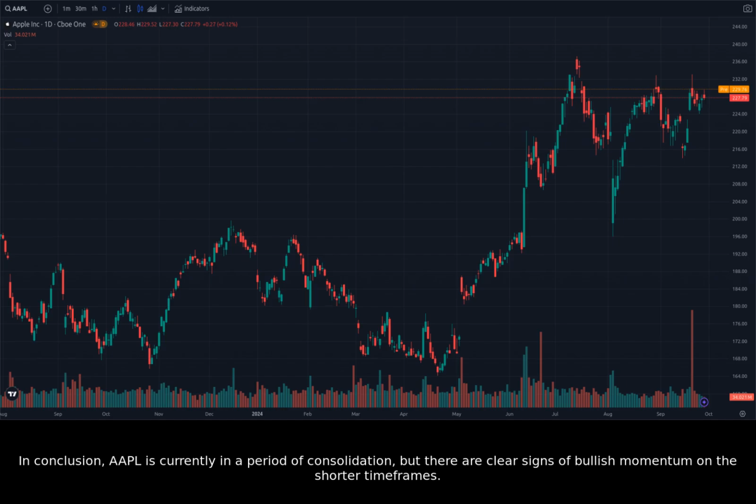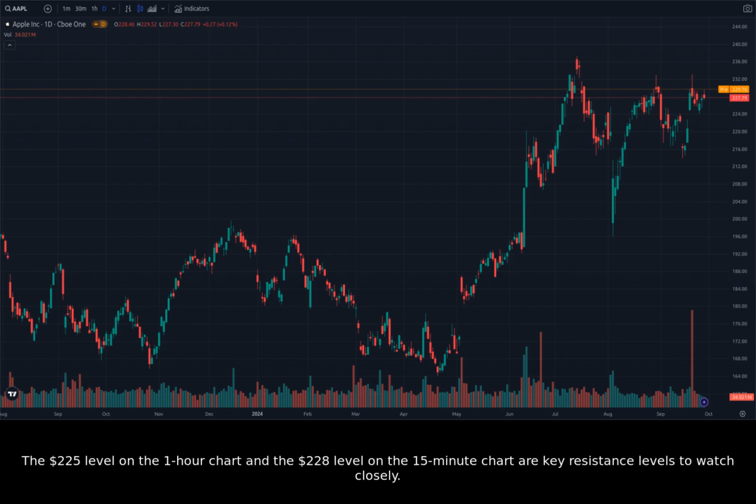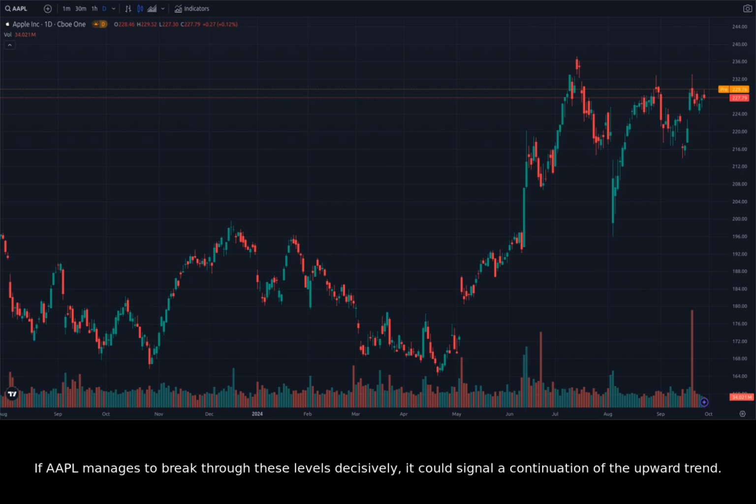In conclusion, Apple is currently in a period of consolidation, but there are clear signs of bullish momentum on the shorter timeframes. The $225 level on the 1-hour chart and the $228 level on the 15-minute chart are key resistance levels to watch closely. If Apple manages to break through these levels decisively, it could signal a continuation of the upward trend. On the other hand, a failure to break through these resistance levels could indicate a potential short-term reversal.